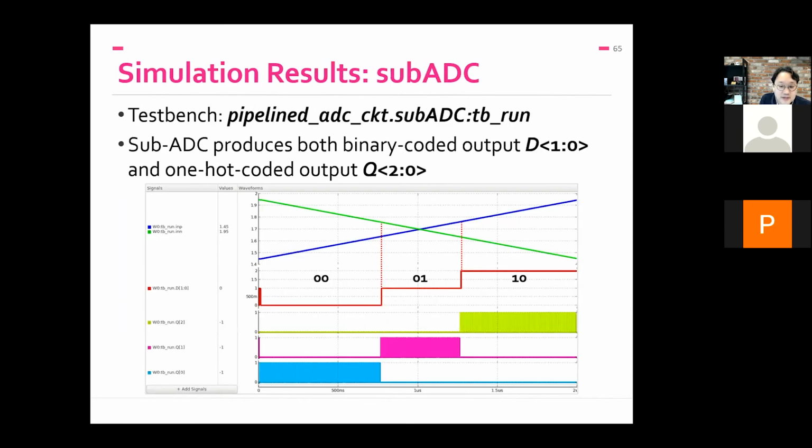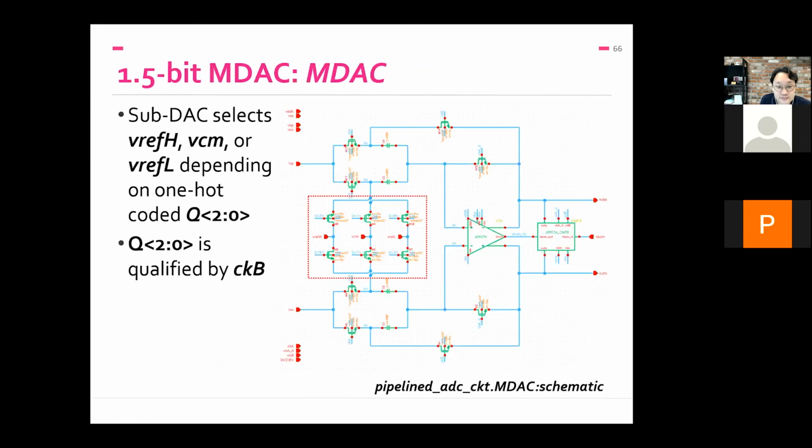Now, this is a simulation result for that SubADC. Input is slowly varying from low to high voltage value. As it does, you see the digital output switches from 0, 0, 0, 1, and 1, 0. And these are the outputs of the encoded output, which is a one-hot code in this case.